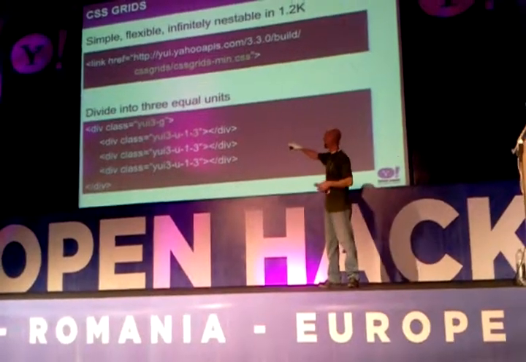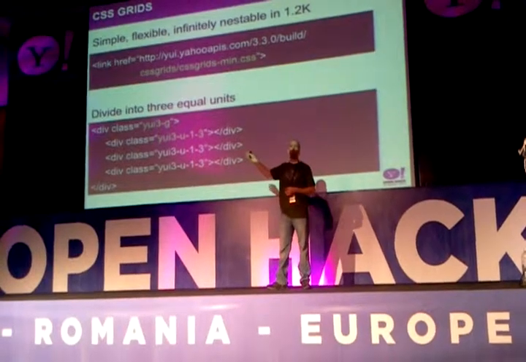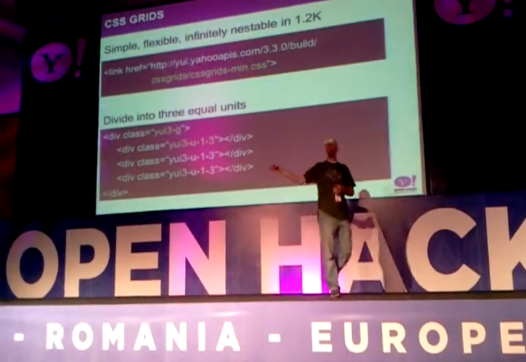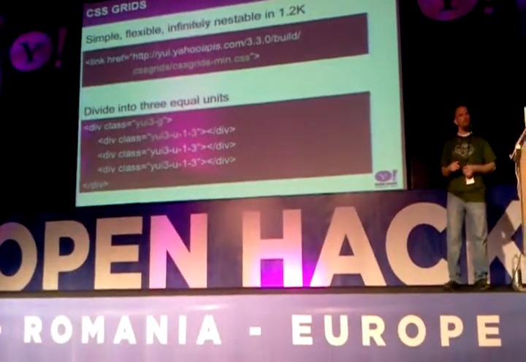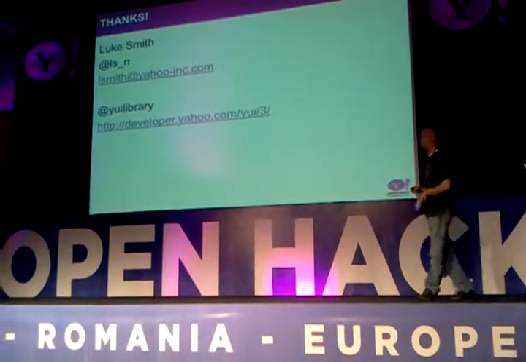So here the convenience class that we have for this unit is 1-3, that's one third. So I want to set three units that are evenly divided inside of that grid container, 1-3. We can talk more about grids later. That's all I have time for.